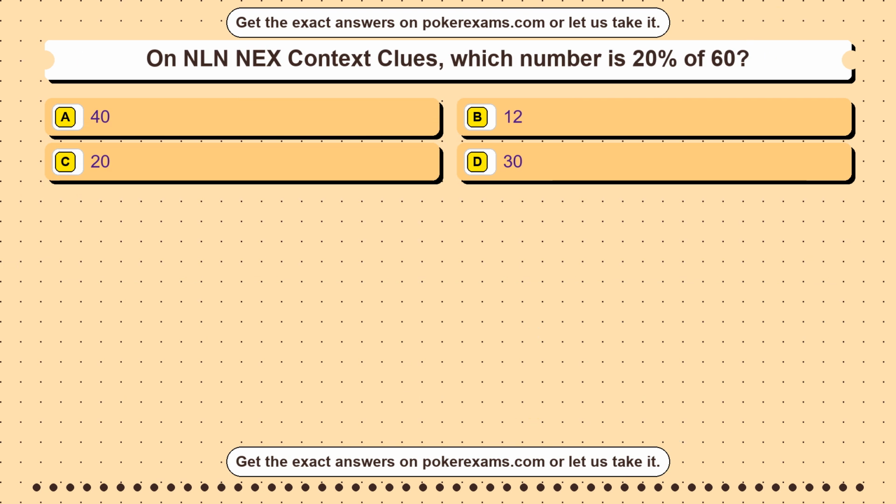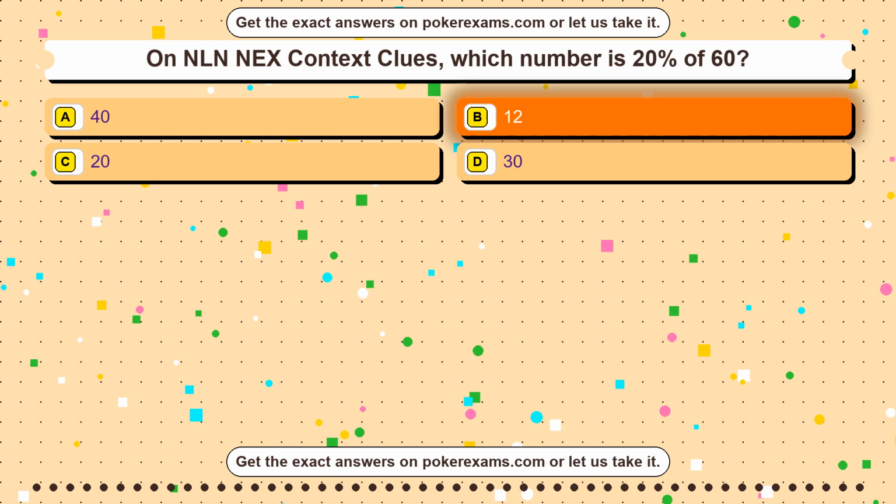Question 44. On NLN NEX Context Clues, which number is 20% of 60? Option A 40. Option B 12. Option C 20. Option D 30. The correct answer is option B, 12.